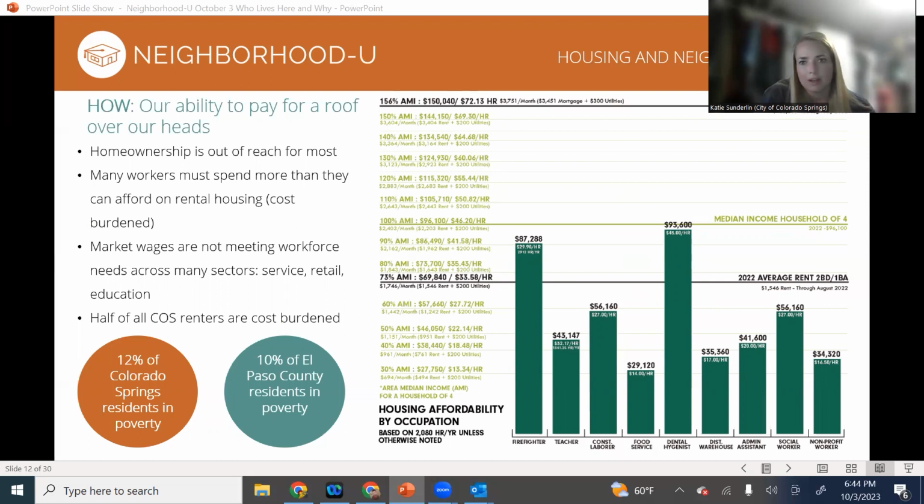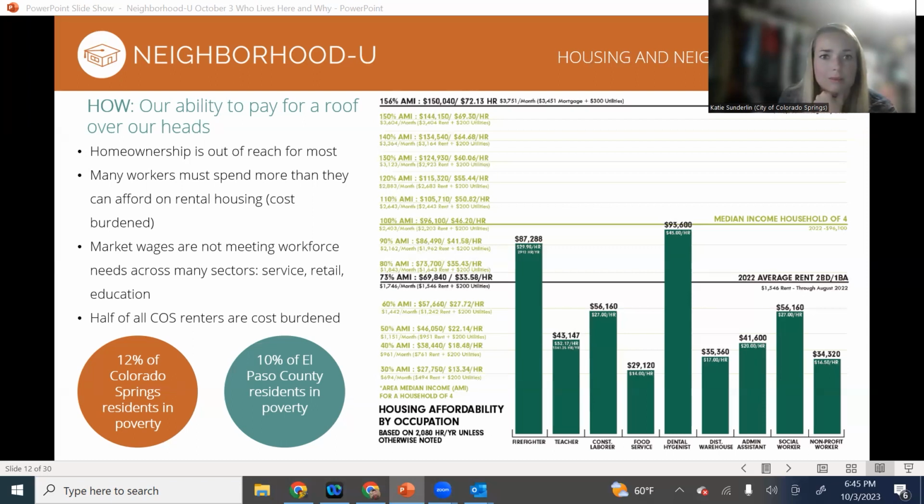But this graphic on the right is outlining, with these dark green bars, the wages of some of our typical and large industry providers. A lot of people reference firefighters, police officers, and teachers in our affordable housing conversations. As you can see, firefighters are making about $87,000 per year, which is not the area median income. And that black line at the top is what would be needed to buy a single family home. Also, this number is outdated by just a few months, and it has shifted up to 176%.